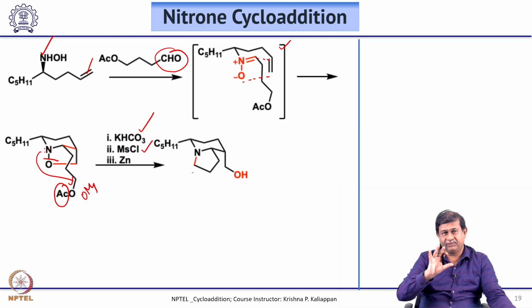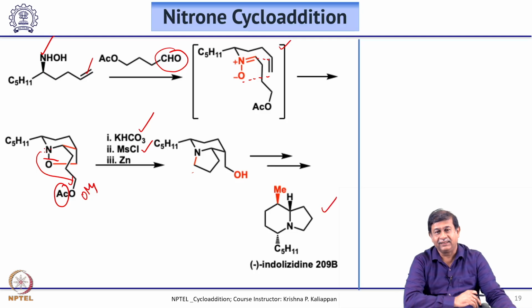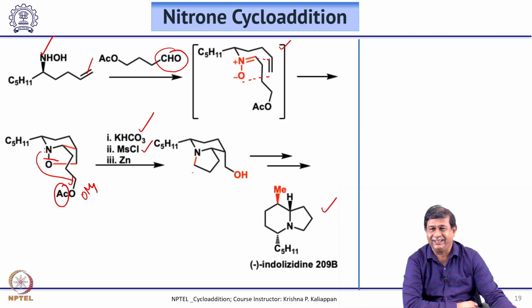So, basically if you look, by doing 2 or 3 more reactions, one can get a very nice bicyclic, tricyclic compound, and that is the core structure present in many natural products. In this case, it is called indolizidine 209B.